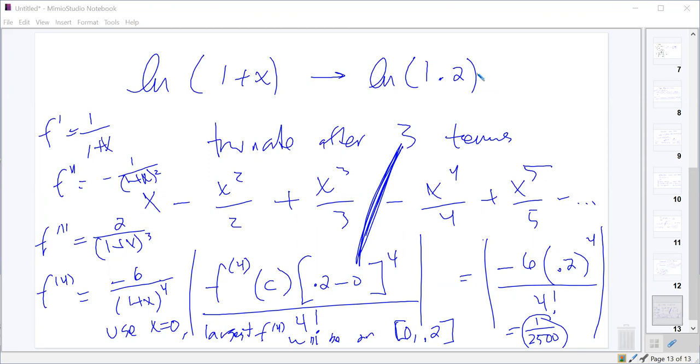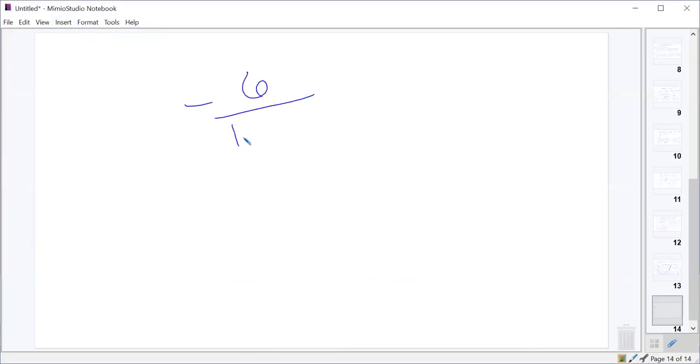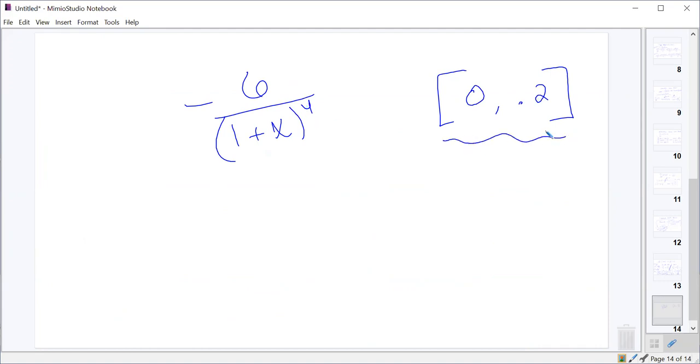Yeah, Nick. Yeah, it shows 0 because it's on the interval 0 to 0.2. So let me go to another page here. My derivative became this, right? Negative 6 over 1 plus x to the 4th. My interval that I was looking at was 0 to 0.2, right? Because that's my a value that I'm centered around is 0. My x value that I'm plugging into this series is 0.2, because we're trying to find the natural log of 1.2. And so I have to pick a value on this interval for x that makes this the largest.